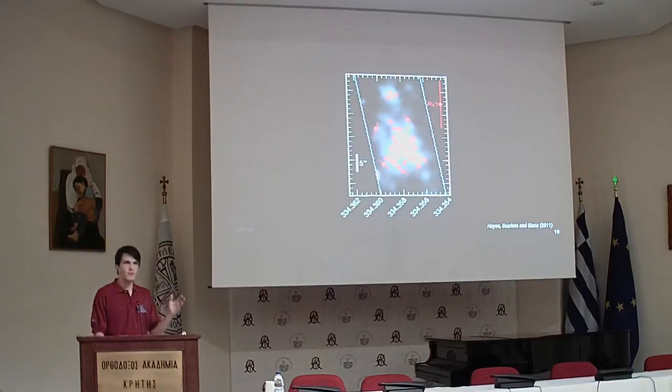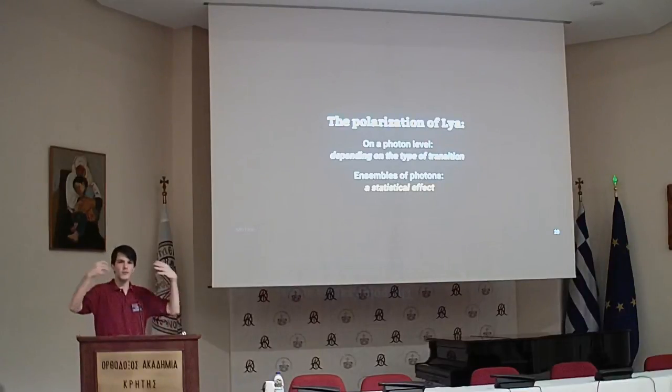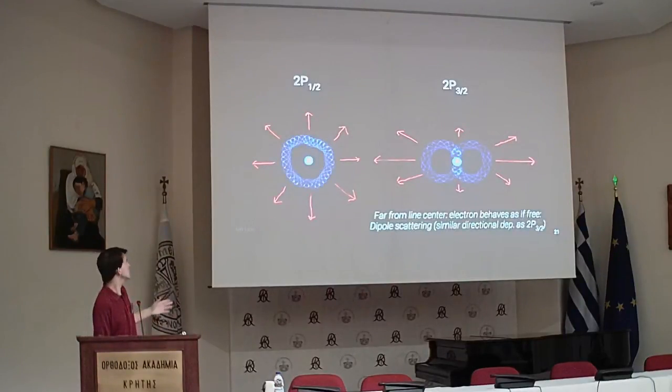But to really fully appreciate polarized Lyman alpha, it's good to know that there are two different ways of looking at the origin of the polarization. You might think that polarization is all about the quantum mechanics. That's fine, that's on the per-photon level. But we're not observing single photons. We're observing ensembles of photons. We're learning something about all of the photons. So when you're looking at single photons, how are we actually generating polarization?